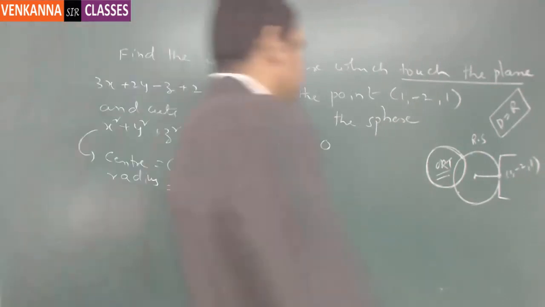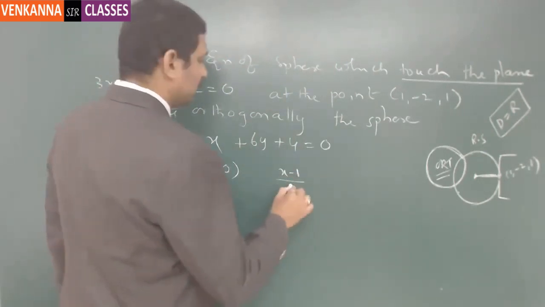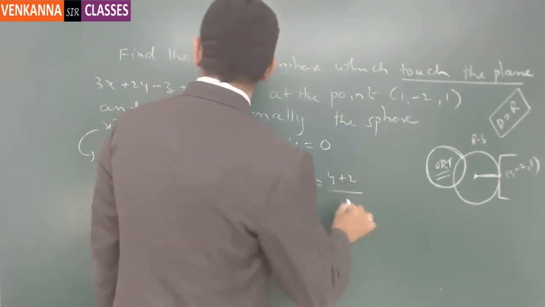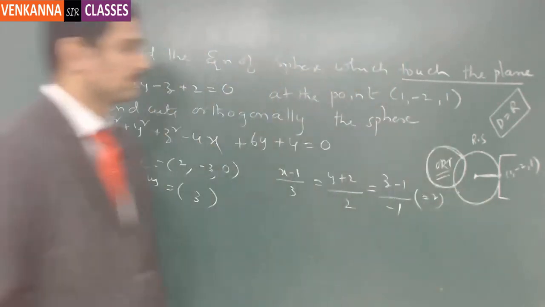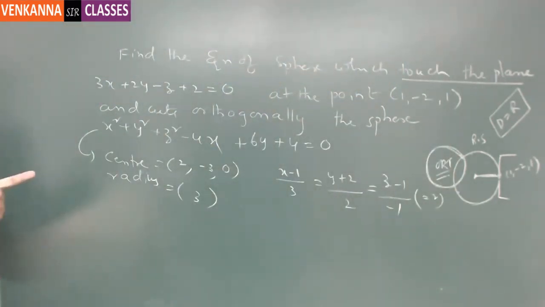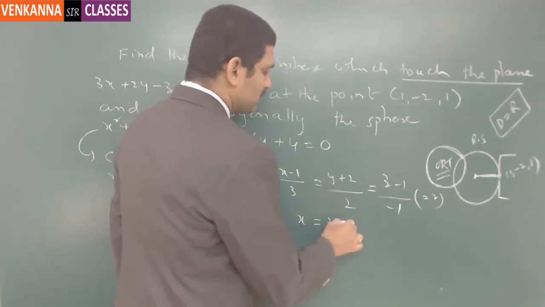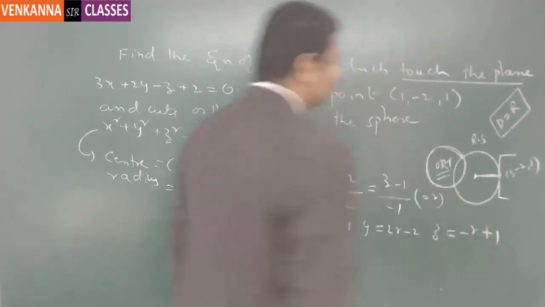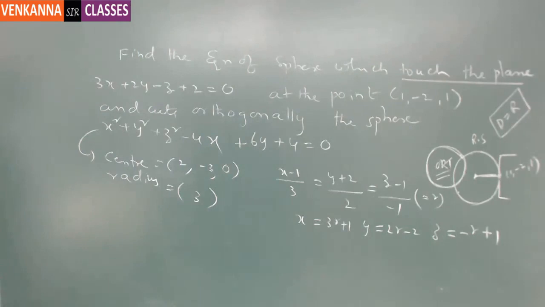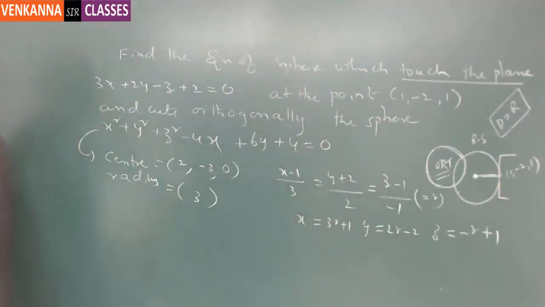Now, if you write the distance line here, it is nothing but (x minus 1) by 3 is equal to (y plus 2) by 2 is equal to (z minus 1) by minus 1 is equal to r. So, any point on the distance line will be of the same form. By writing it, you have x is equal to 3r plus 1, y is equal to 2r minus 2, and z is equal to minus r plus 1. So every coordinate on that line will be of the form for a particular r. If you take that this is the center, the center also will be of the same form. Okay?